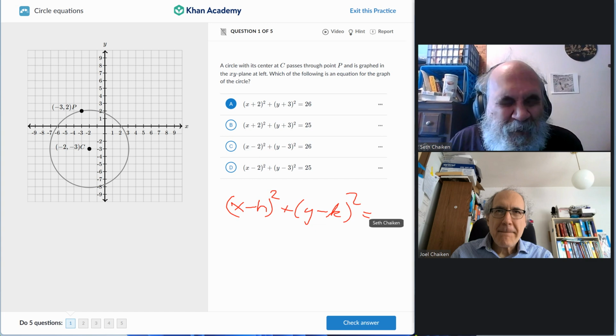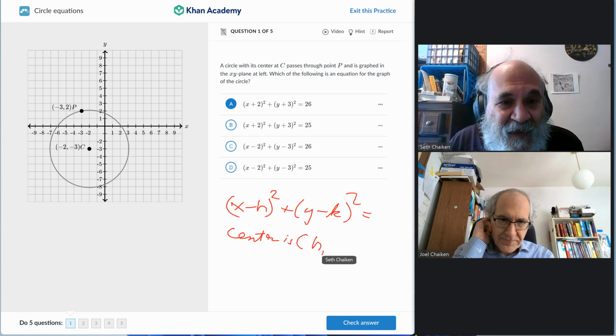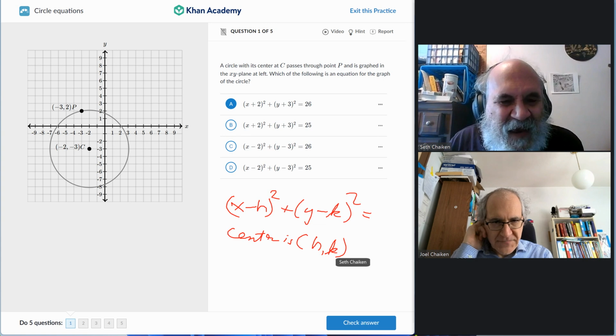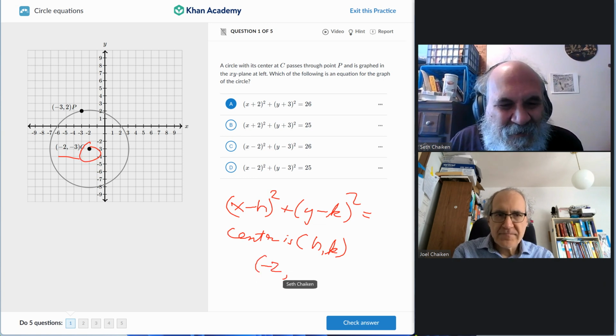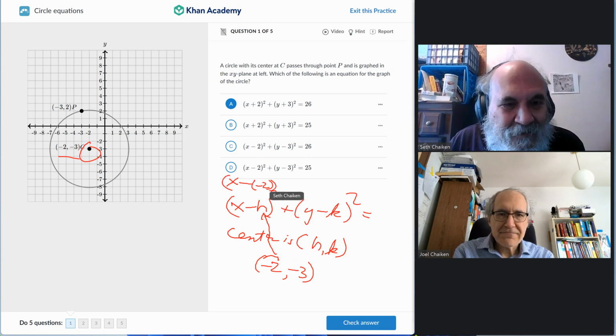And this is the expression. And so the center is H, has coordinates HK. Now, the coordinates of point C: H is -2 and K is -3. And then when you plug the -2 into the H here, you get X minus a -2, which is X plus 2.